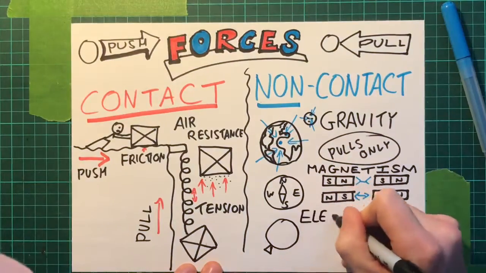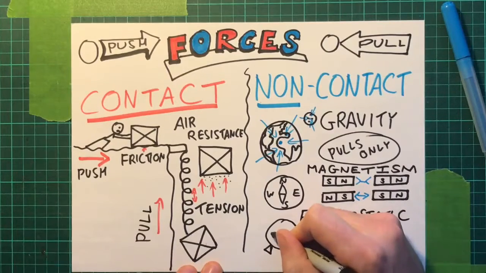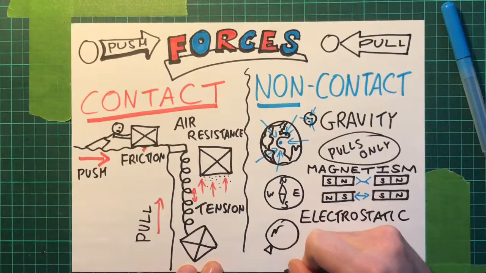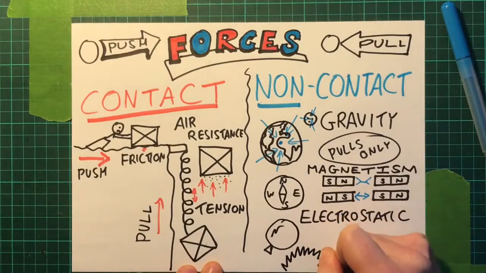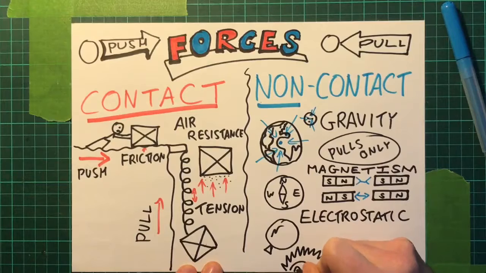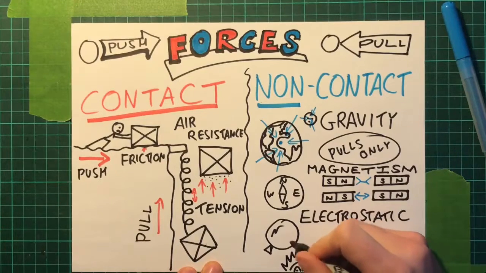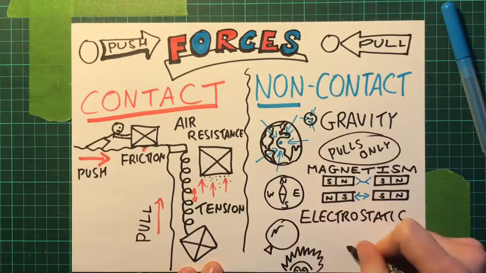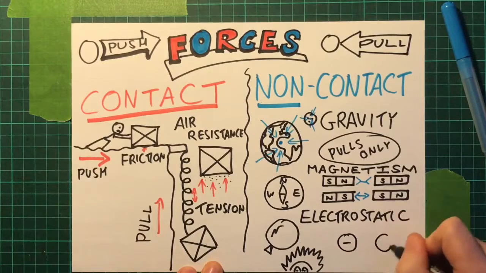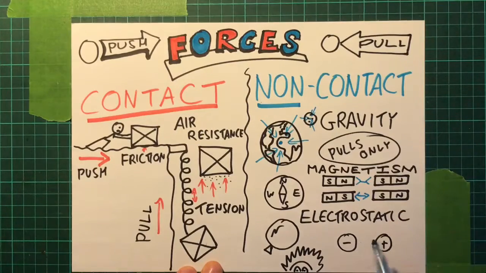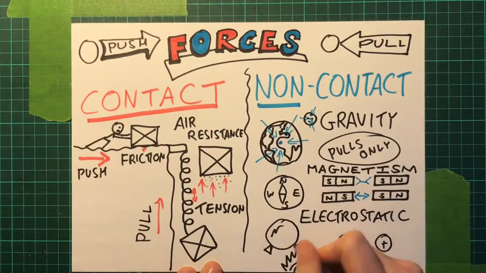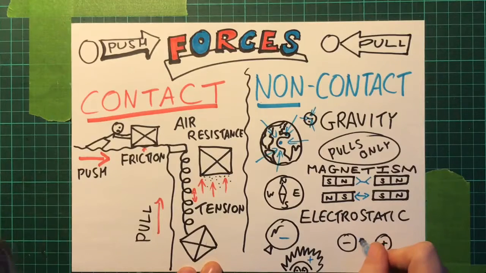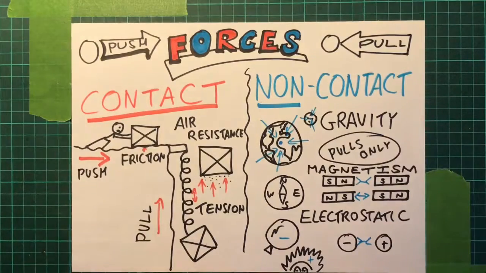Electrostatic force. If you rub a party balloon on your head, you might have done this, you can get your hair to stand on end. And this is because some of the electrons from one or the other are moving, which creates unbalanced forces. So you have a plus and a minus, the balloon might be negatively charged and your hair might be positively charged, and they will attract to each other. So that's the overview of forces.